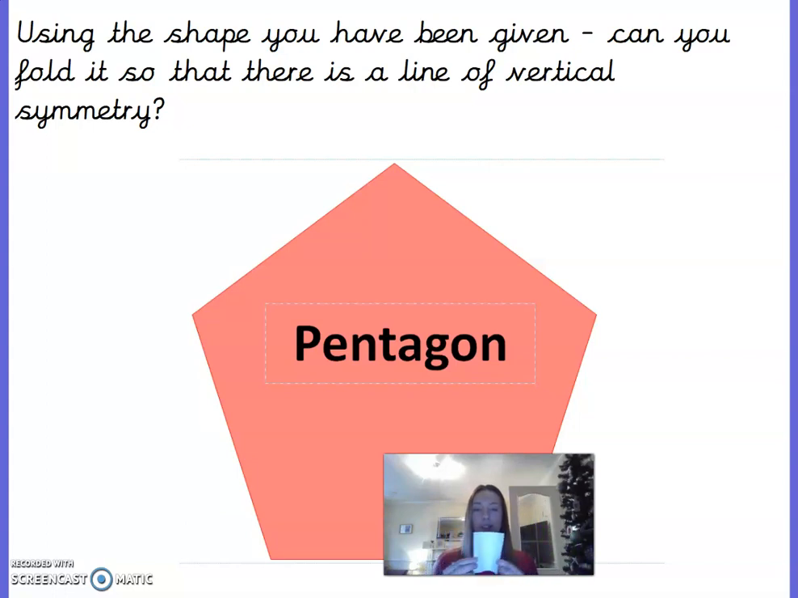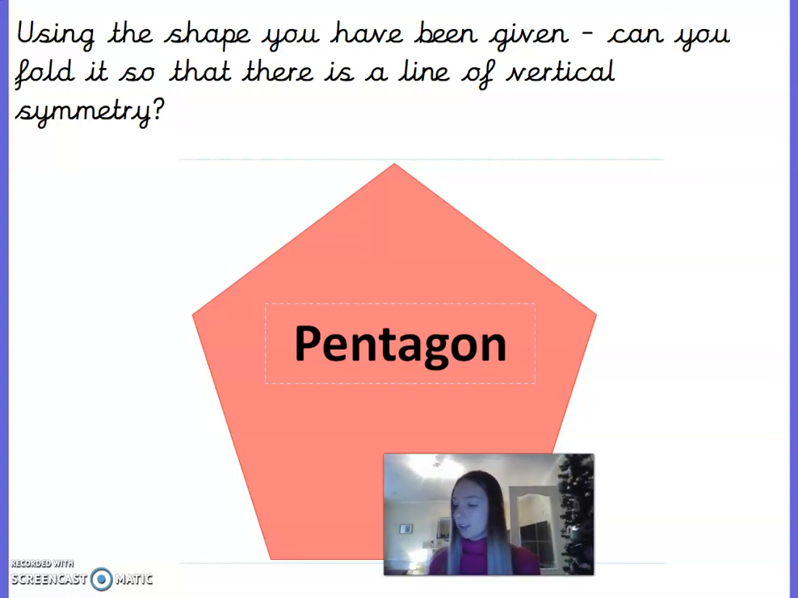So I'm going to fold it this way to create my vertical line of symmetry. I'm going to fold it in half, create my vertical from top to bottom line of symmetry. And I'm going to open it up and have a look. Is it the same on both sides? I can see it is the same on both sides. So a square has got a vertical line of symmetry.